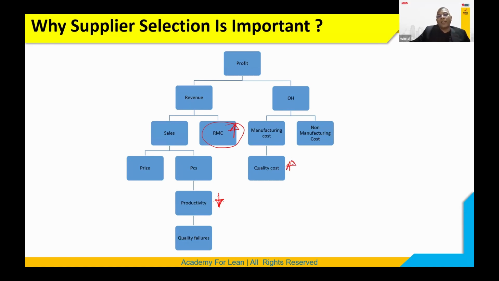So these are the three areas why it is important for us to pick the right supplier, do the evaluation, and spend quality time developing the supplier and their processes. That's why it is important for us to have good quality suppliers.